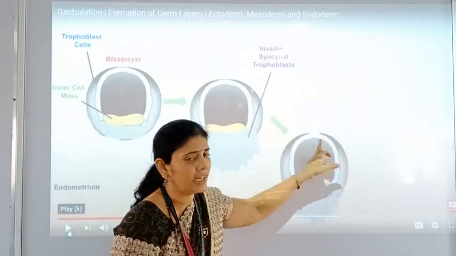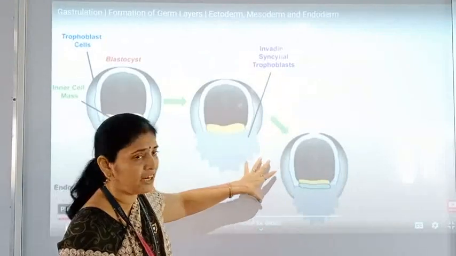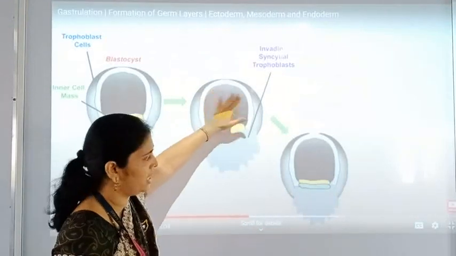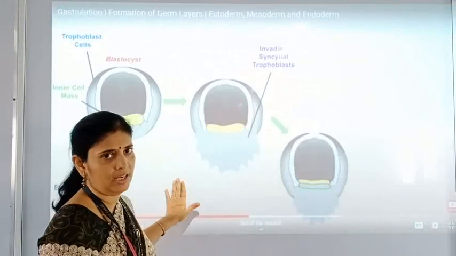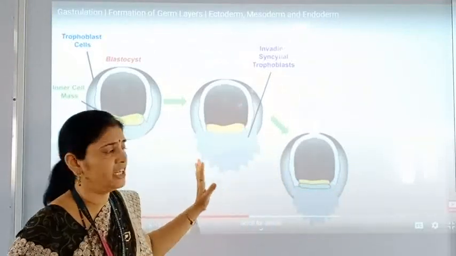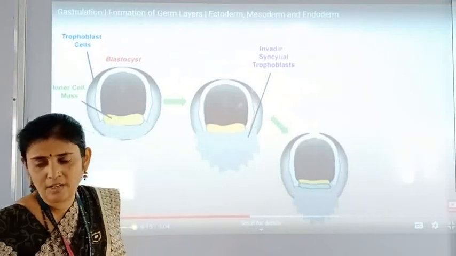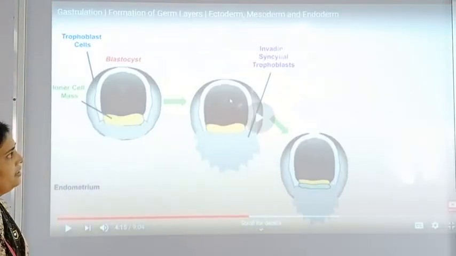This process is called implantation, in which the embryo is completely buried into the endometrial wall. So this is the implantation process. Okay, now we will see the next point.